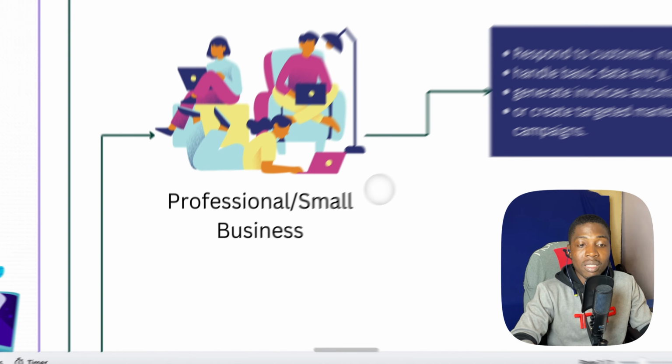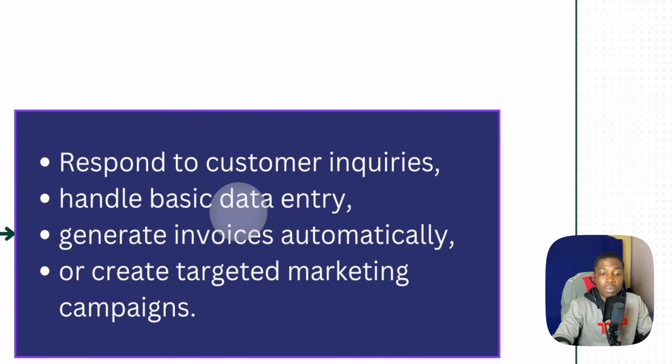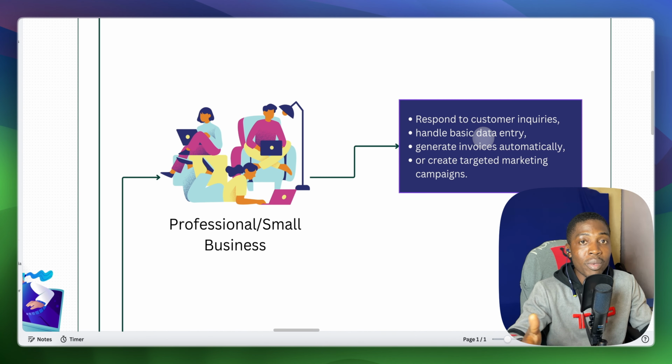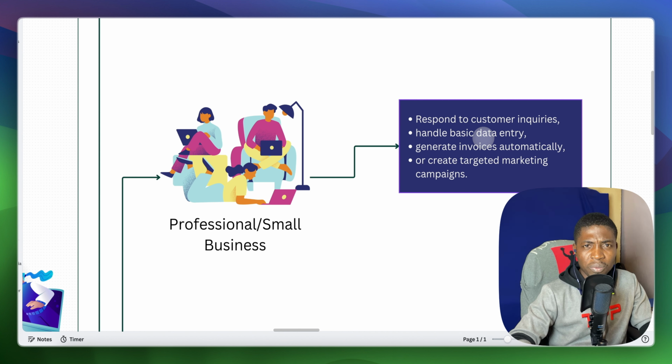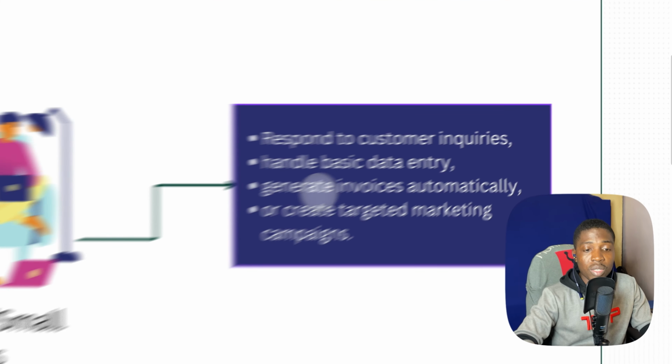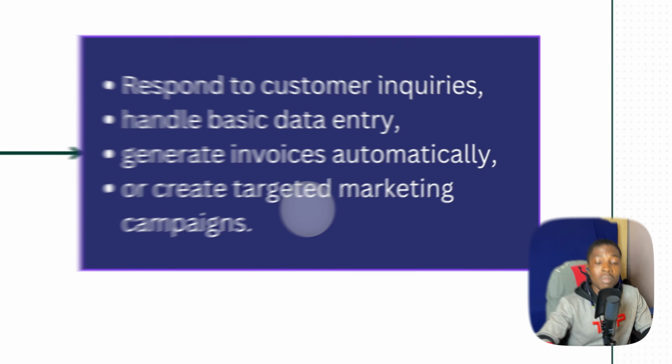For professionals and small businesses, you can respond to customer inquiries. Sometimes you may have 1,000 people sending you emails or inquiries per day, maybe if you are using WhatsApp, for example, or if you have a Shopify store and you receive multiple orders. Those platforms can automate some of it easily, but sometimes people send you a message and you have to reply. An AI agent can help you handle all that information. It can handle basic data entry, generate invoices automatically, or create targeted marketing campaigns like lead generation.